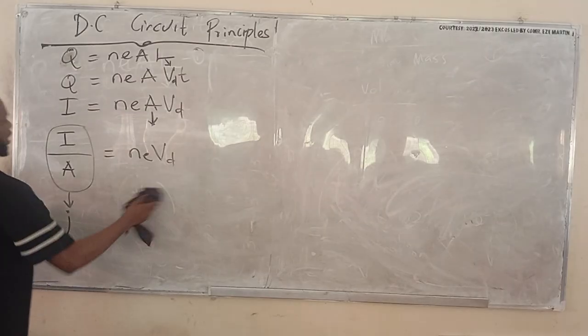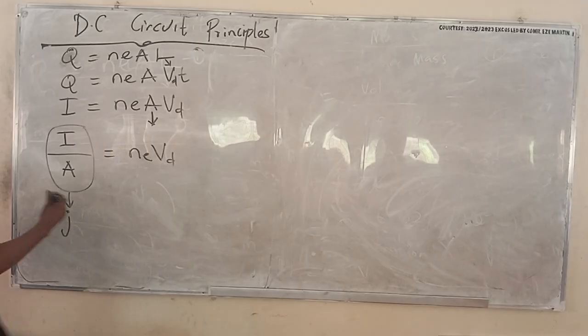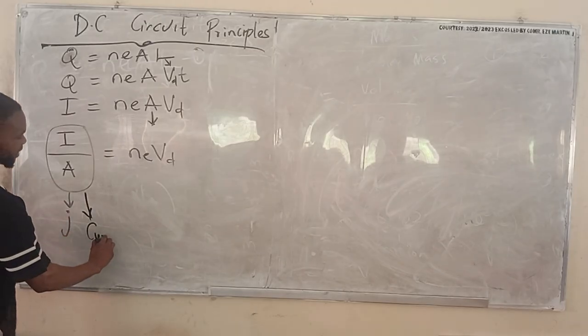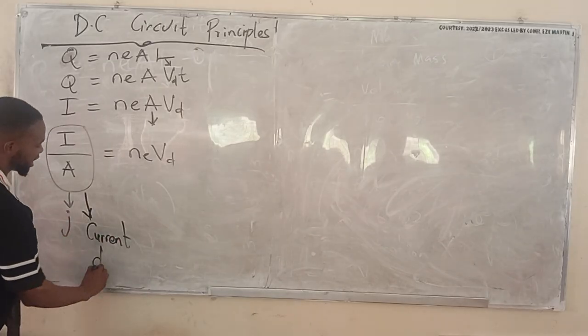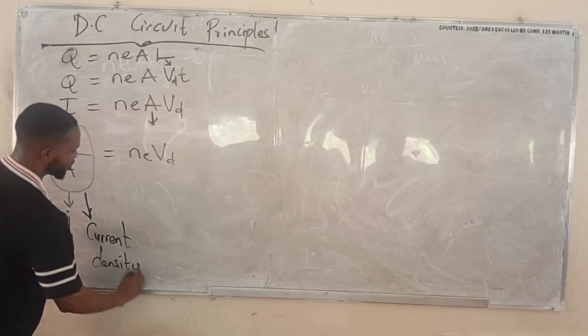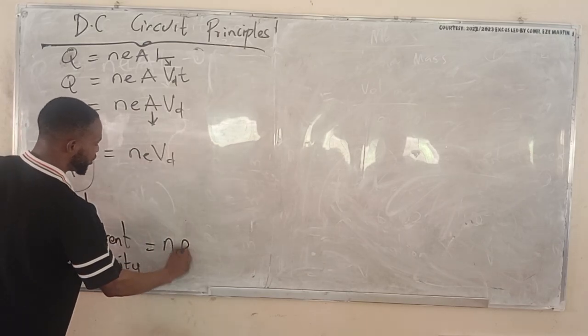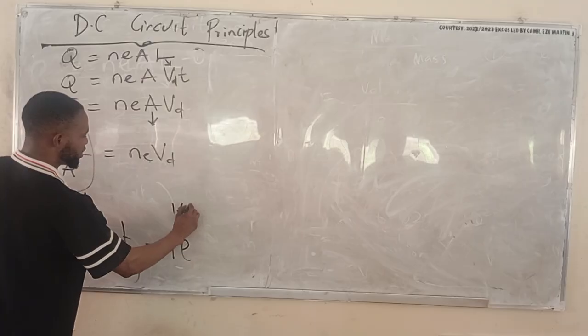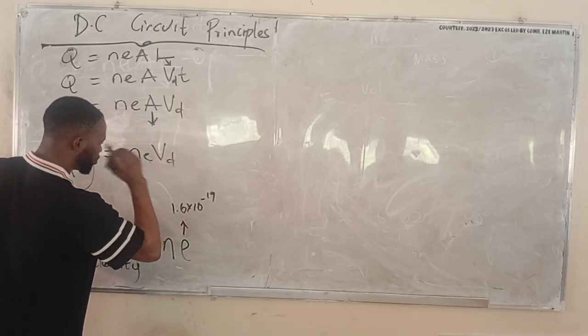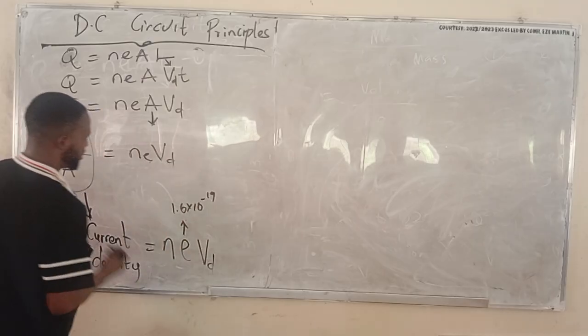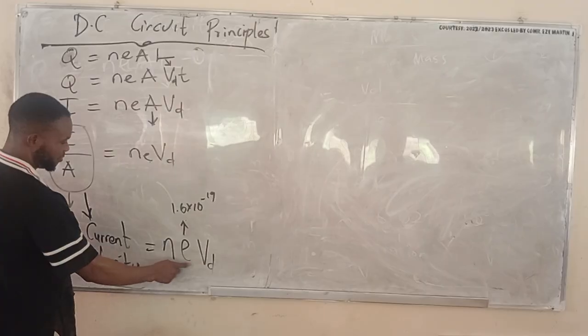Oh yeah, so I've gotten current density. This is my current density. So I can as well say that current density is always going to be equal to N, A, then E, and this E, we know to be 1.6 times 10 raised to the power minus 19. Don't forget it, drift velocity. So it's the minimum charge.